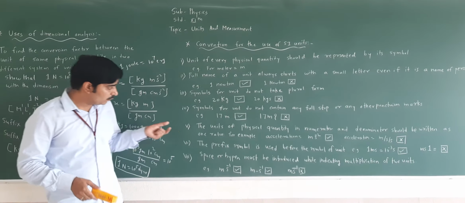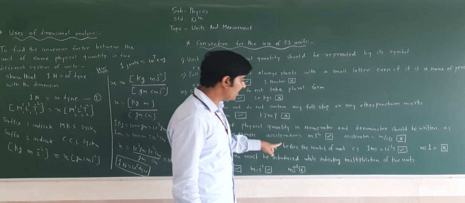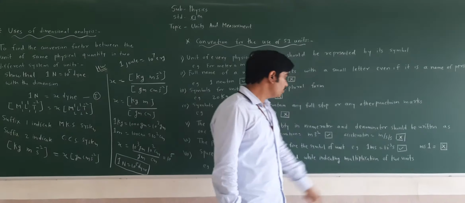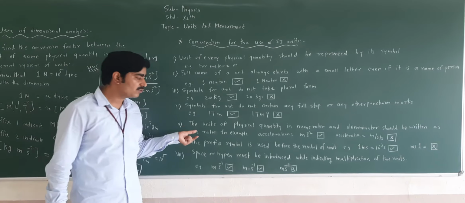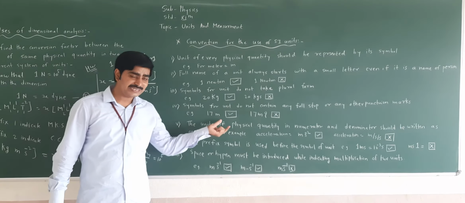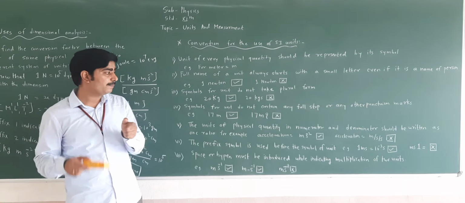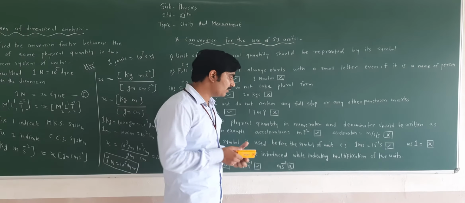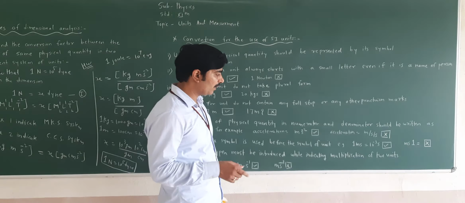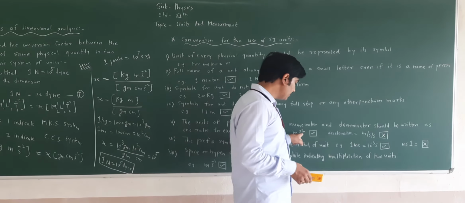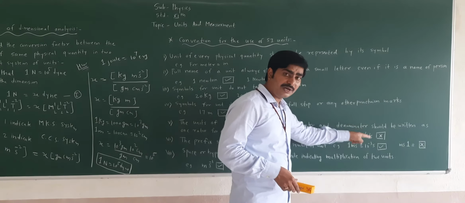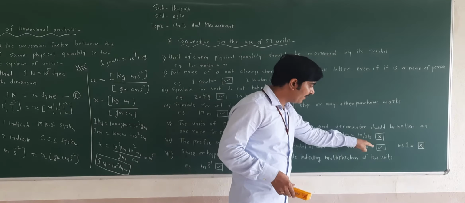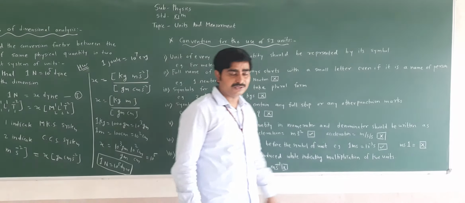Next rule, the units of a physical quantity in numerator and denominator should be written as a ratio. For example, when we are writing acceleration, it is meter per second square, right? So when we are writing meter per second square, we can write it in this way. Again, if you are writing it as meter per second per second, dividing by second twice, that is a wrong method.